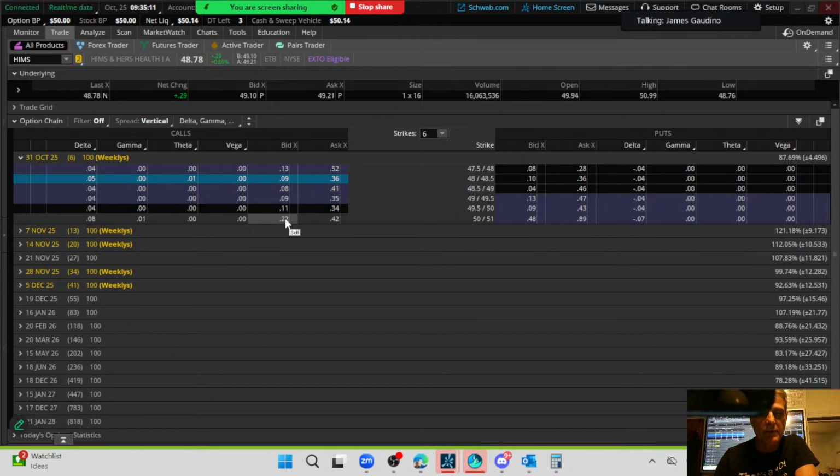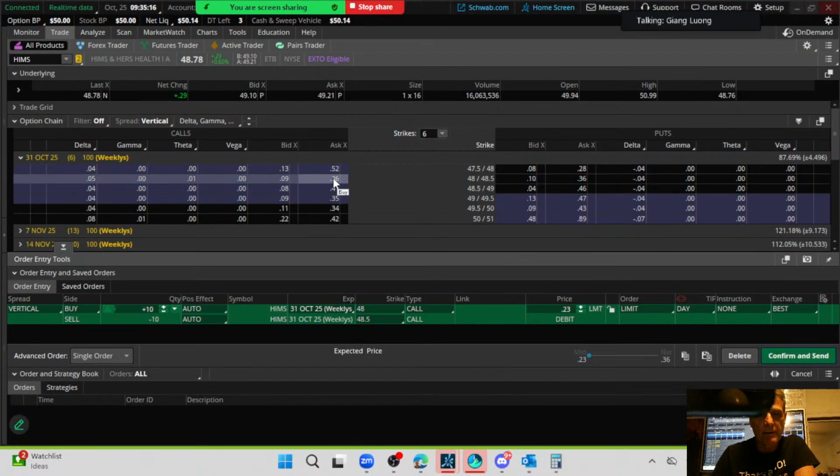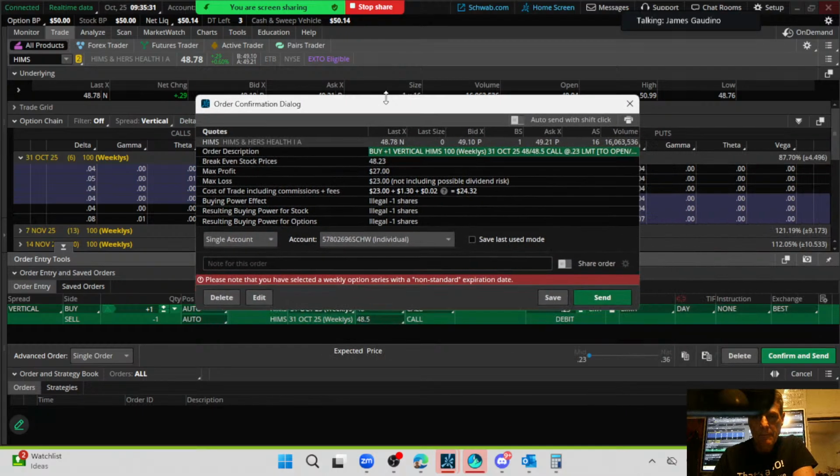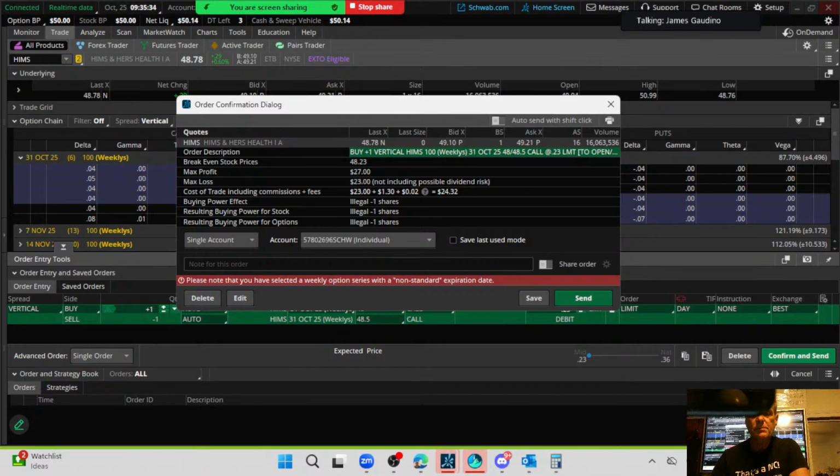Now we're going to change this one from the 48 to the 48.50, which is this one right here. Let's do this one. It is another credit, using the exact same stock, we're changing to 48.50. The stock is already at 48.70. So we're buying 48 and we're selling the 48.50.